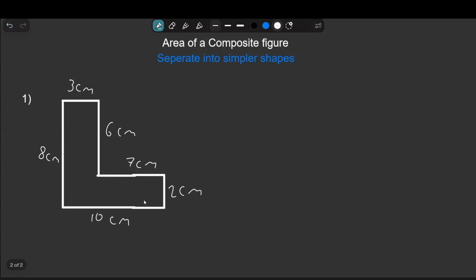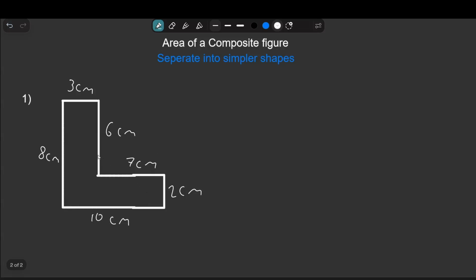In order to find the area of these, we need to separate them into simpler shapes that we know how to find the area of. That way, we can find the area of the simpler shapes, add them together, and it will give us the area of the whole composite figure. So, let's jump right into number one and see what I meant by that.